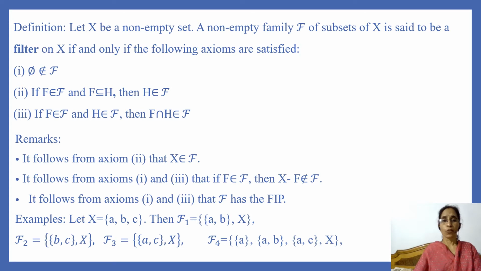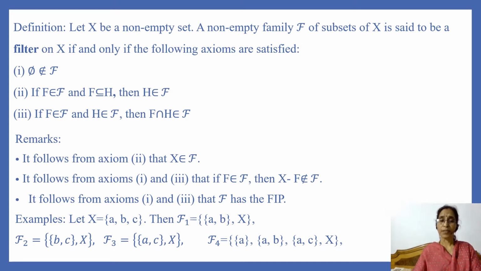Let X be a non-empty set. A non-empty family F of subsets of X is said to be a filter on X if and only if the following axioms are satisfied. The first axiom is that the empty set doesn't belong to F. That is, no member of F is empty. The second axiom is if F belongs to F and F is contained in H, then H belongs to F. That is, F contains all supersets of its members.